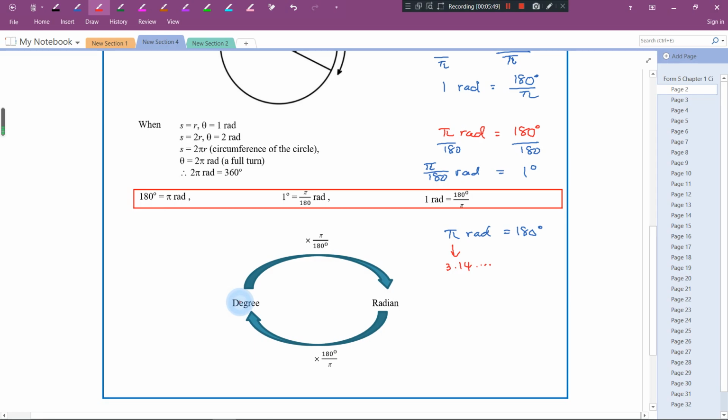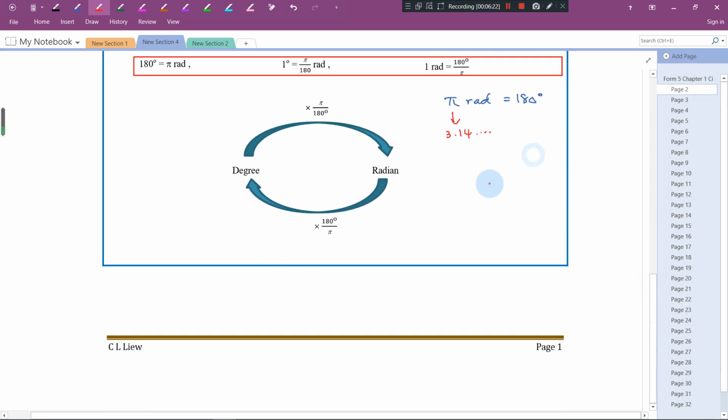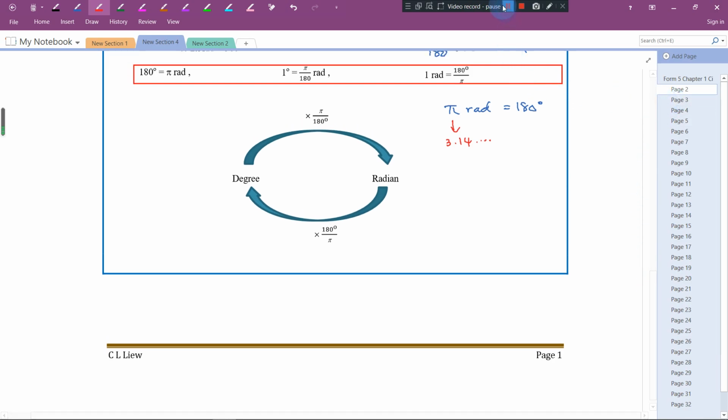Now let's look at this one. Degree to radian, number become smaller. So you have to put the small number on the top. So pi is actually smaller than 180, right? So you have to times pi over 180. So radian to degree, the number become bigger. Then you have to put the bigger number on the top, which is 180. So radian to degree, you have to times 180 over pi. Okay? Now let's try few examples, then you should be okay to convert radian to degree or degree to radian.